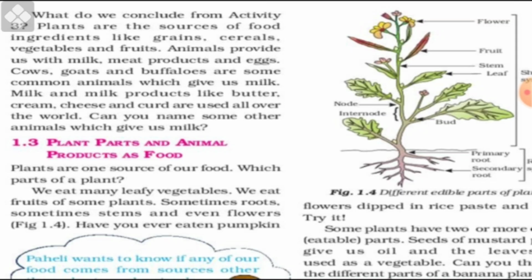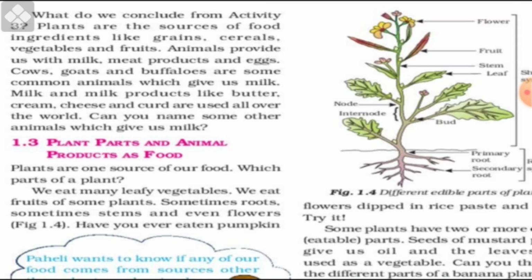Milk and milk products like butter, cream, cheese, curd are used all over the world. So can you name some other animals which give us milk? It is the sheep and the camel.